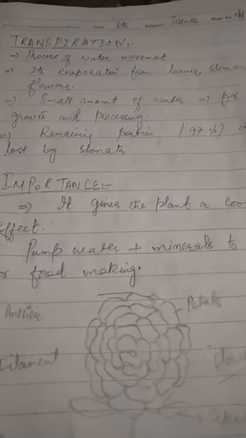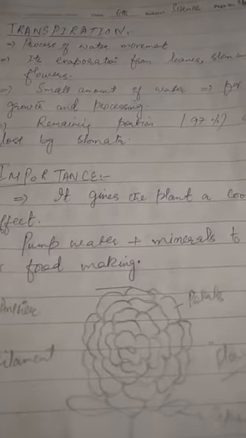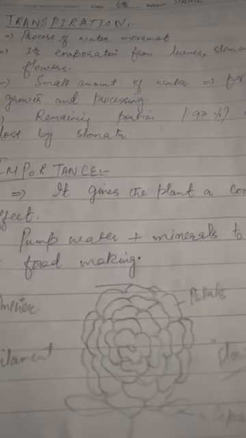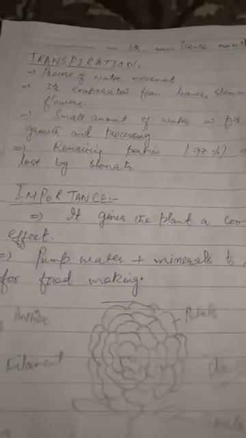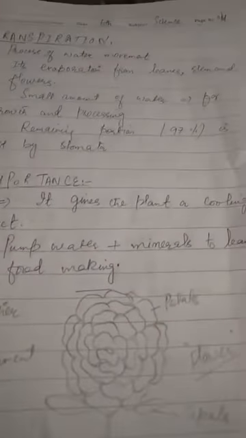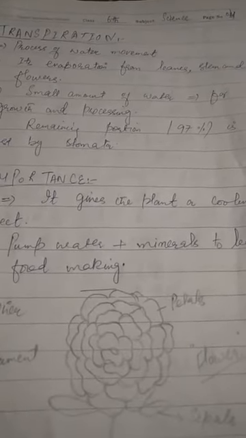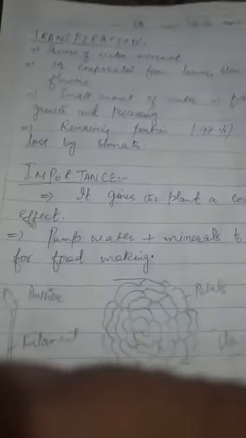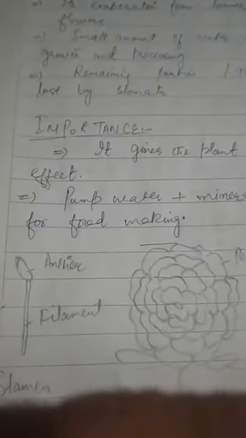a small amount of water is used in plants for their growth and development, or we can say for their processing, and the remaining 97% is lost by stomata. This process is called transpiration. This transpiration has its own importance. Why is this done by plants? This is done by plants for two main reasons. First of all, it gives the plant a cooling effect, and second, it helps in pumping water and minerals to leaves for food making.